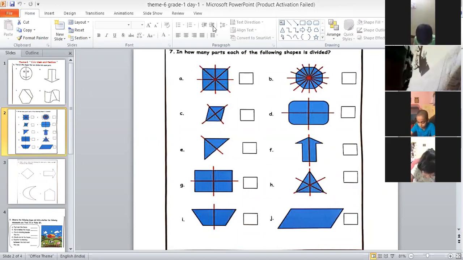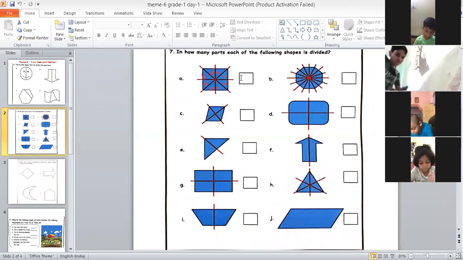Now, let us see one by one. I'll tell you the first one. Remaining, you all have to tell. Now, see the first shape. Let us count into how many parts it has been divided. 1, 2, 3, 4, 5, 6, 7, 8. So the first shape is divided into 8 equal parts. So we will be writing here 8 in the first blank.